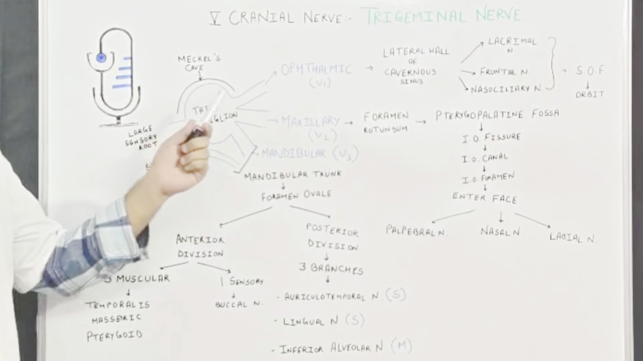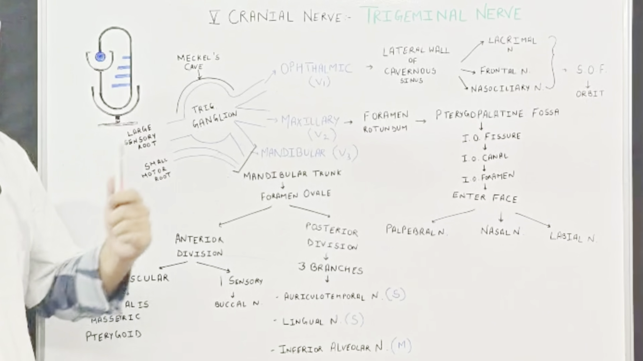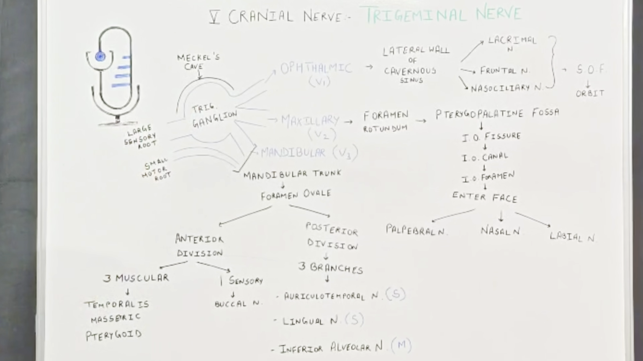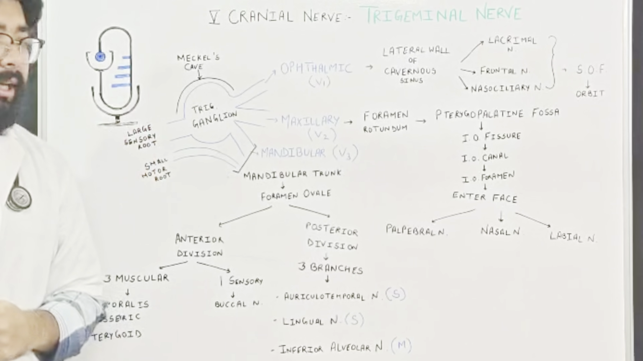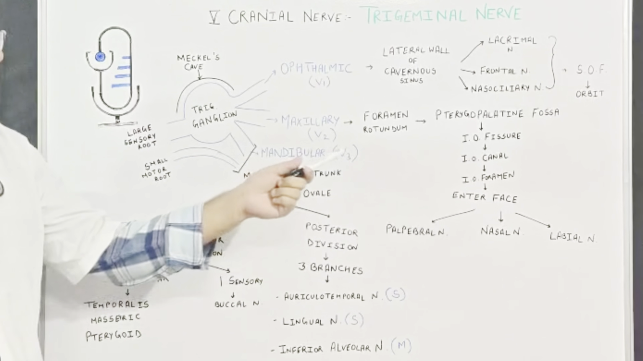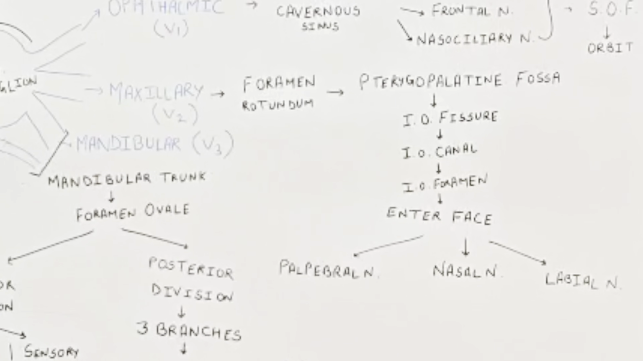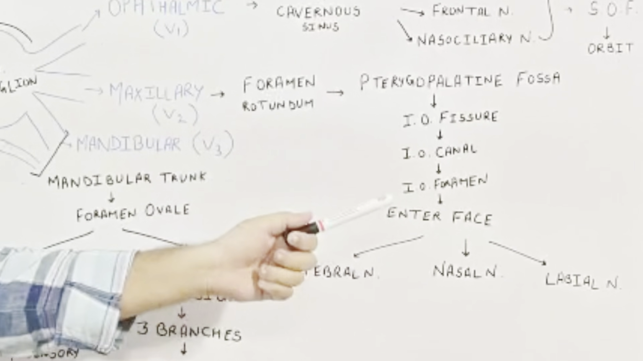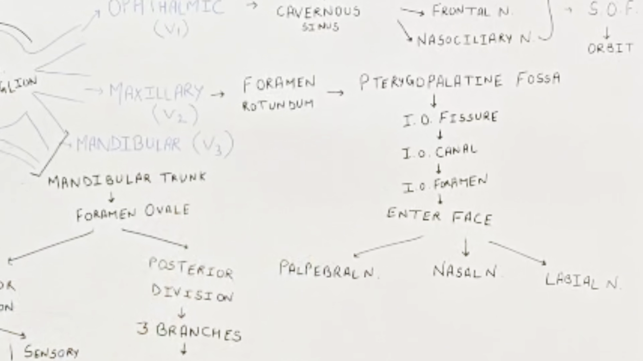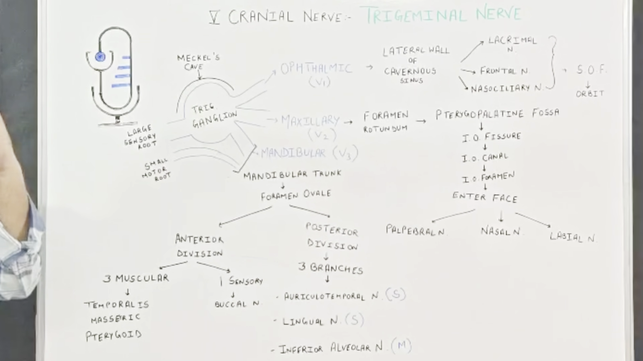division. The ophthalmic division travels through the lateral wall of the cavernous sinus and then divides into lacrimal nerve, frontal nerve, and nasociliary nerve, which then enter the superior orbital fissure and enter the orbit. The maxillary division enters the foramen rotundum and then it goes into the pterygopalatine fossa. Through the pterygopalatine fossa, it enters into the inferior orbital fissure, inferior orbital canal, and through the inferior orbital foramen, it enters the face and then divides into the nasal nerve, labial nerve, and the palpebral nerve.